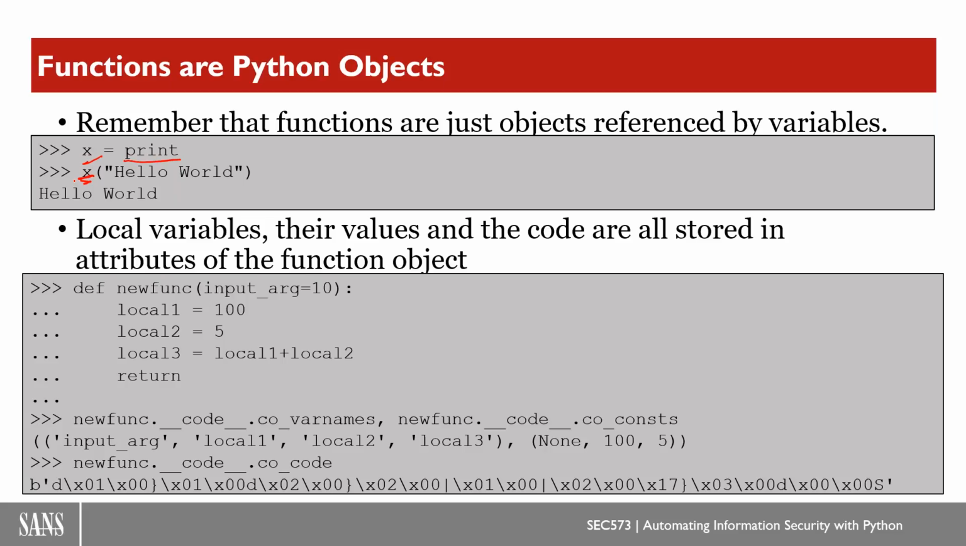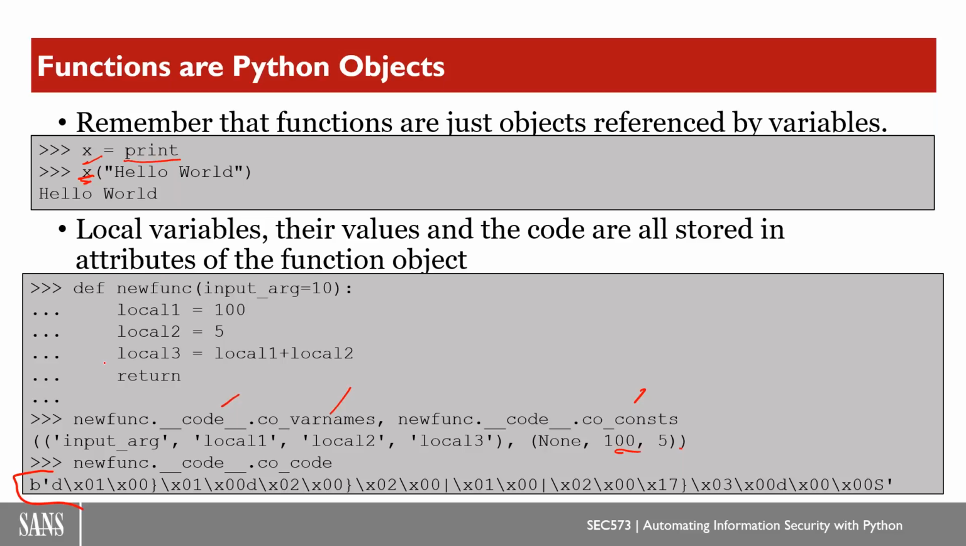So here, I'm going to create a new function, and I'll call it new_func. It takes in some arguments, it has some local variables, and then it just returns back a value. All of the variables associated with this function, and even the code itself, are stored in attributes. So when I look inside of my interpreter, inside the dunder code attribute at co_varnames and dunder code co_consts, I can see the names of my variables and the names of the constants. And under dunder code co_code, I can see the bytecode associated with the program's execution. So when we call new_func, everything that we need to know about that function is stored inside the variable new_func.